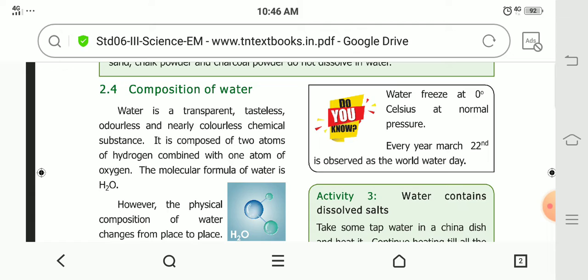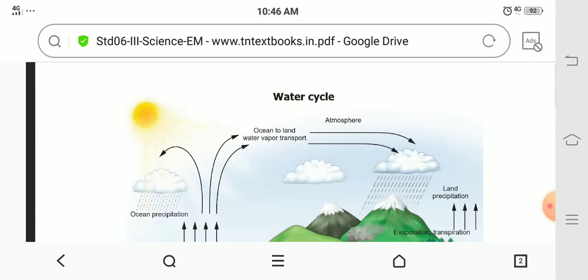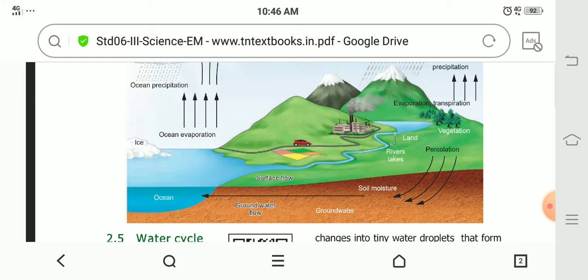Do you know? See the box, children. Water freezes at 0 degrees Celsius at normal pressure. Every year, March 22nd is observed as World Water Day. Okay. Next one, water cycle.